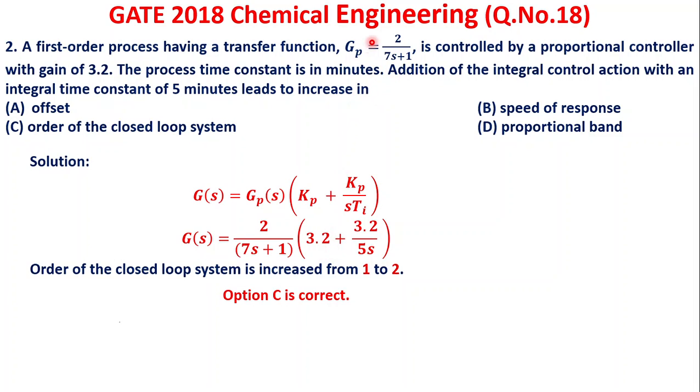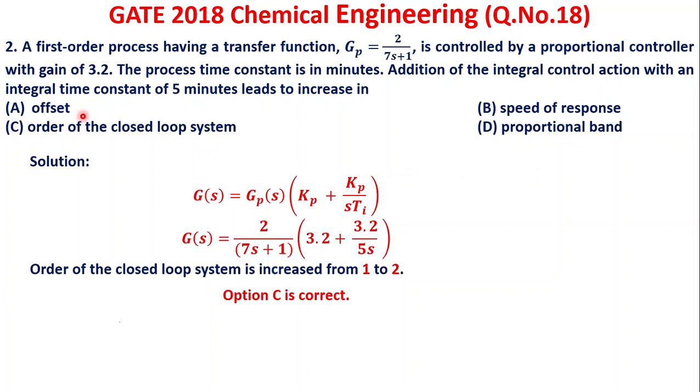Previously, it was only the plant transfer function 2 by 7s plus 1. Therefore, Gp of S by 1 plus Gp of S will be first order. Now, G of S by 1 plus G of S is second order. So the order of the system is increased from 1 to 2. That means an increase in the order of the closed loop system. So one may wonder why we should not choose the other options.